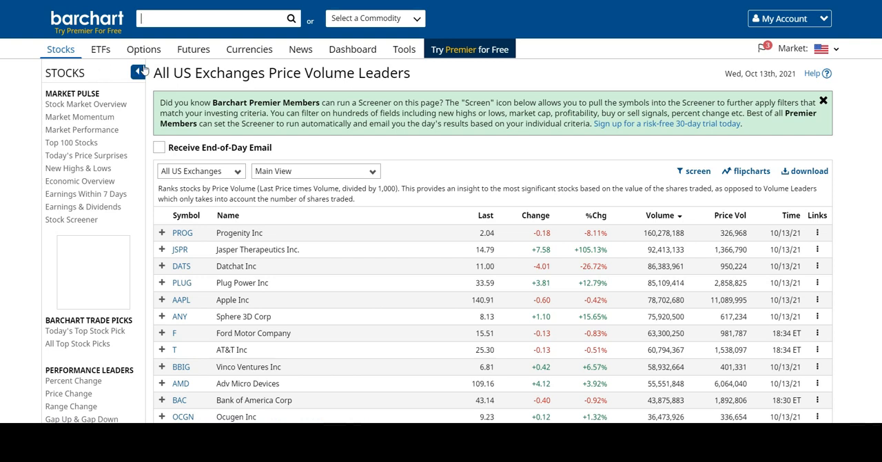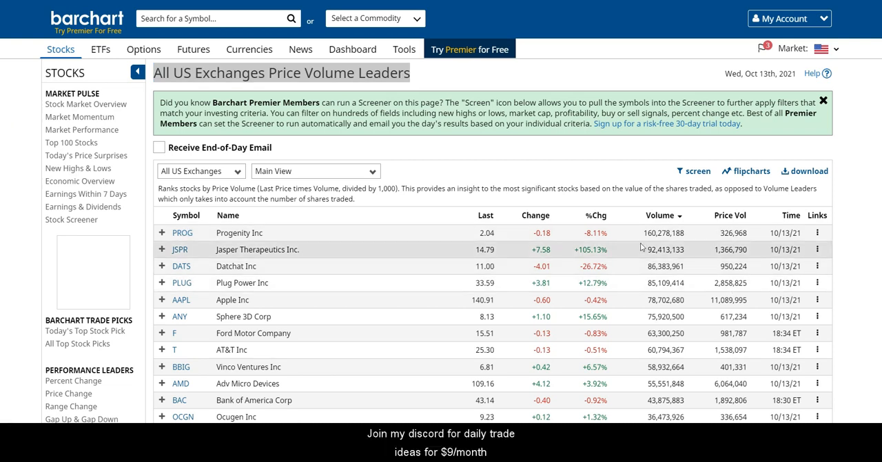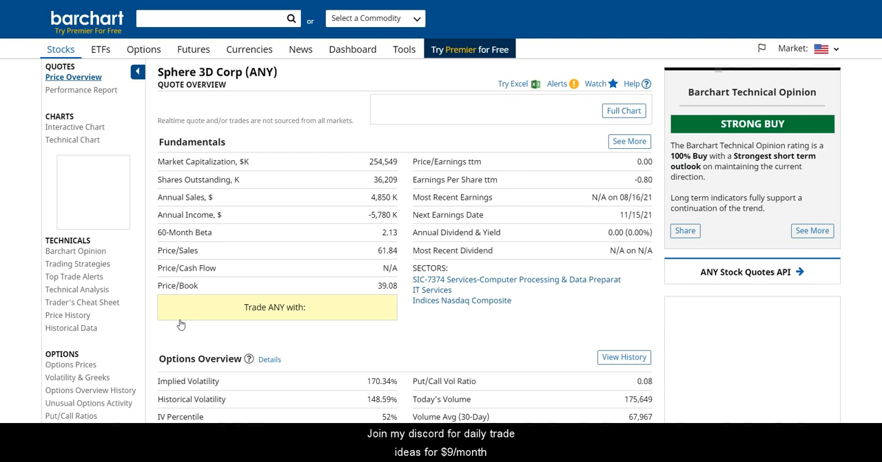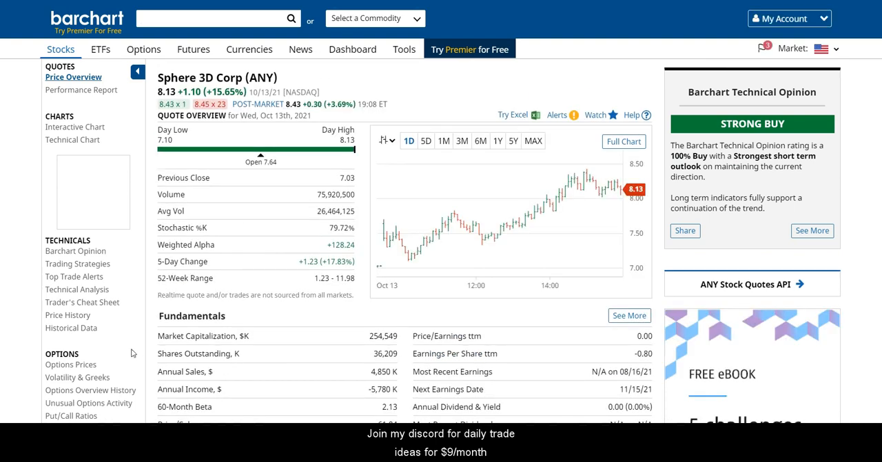If you look at the Barchart, all US exchange price volume leaders, let's have a look here. In terms of volume, we have PRO because that ripped up in the morning, so we made money on this as well. But the more important thing is to look at ANY. Almost 75 million shares were traded today. This is what I like, and why it is important, let's have a look here. The average volume is 26 million, and today the volume is 75 million, so almost 3 times more volume came today.